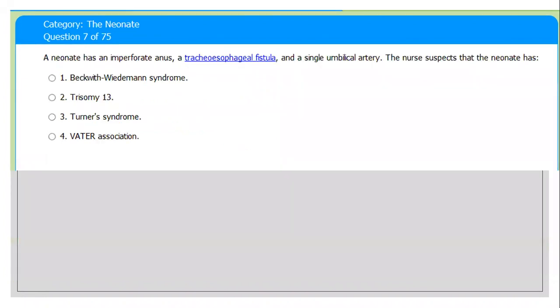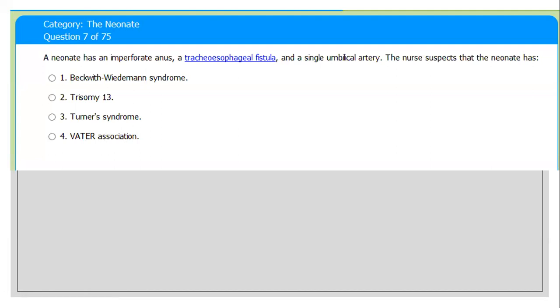What next? Next question here. A neonate has an imperforate anus or tracheoesophageal fistula and also a single umbilical artery. The nurse suspects that the neonate has what medical condition? Is it Blackfan syndrome, trisomy 13, Turner syndrome, or VACTERL association?